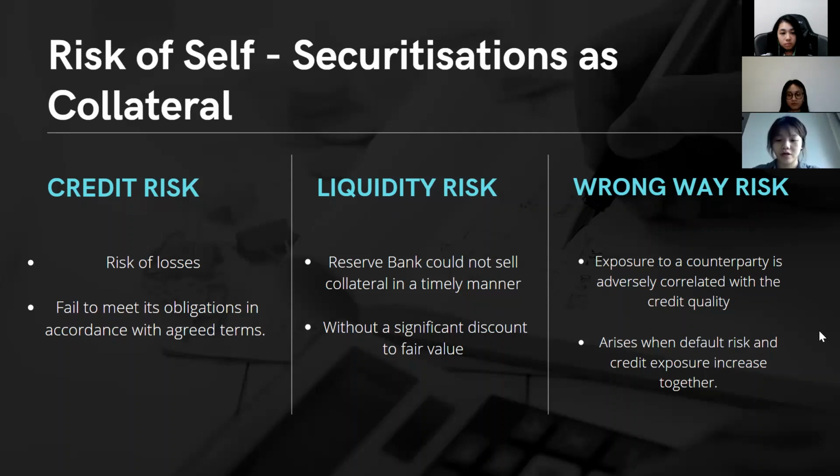Next is wrong way risk. Wrong way risk is when exposure to a counterparty is adversely correlated with its credit quality. It arises when default risk and credit exposure increase together.